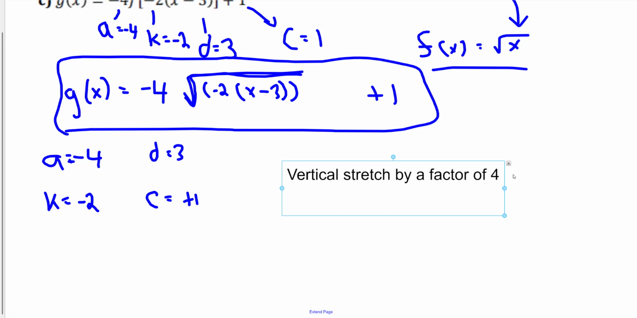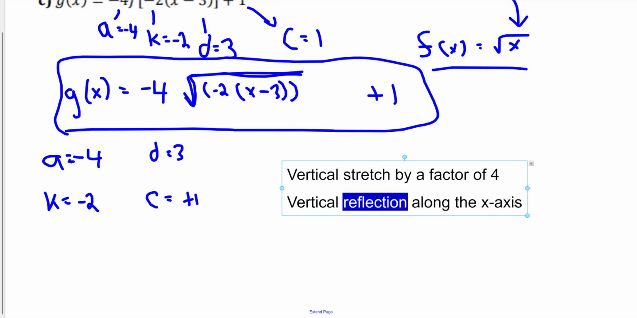How do I know? Remember, a is my vertical stretch, and if a is bigger than 1, in numerical value, it's a stretch. But that negative sign, we know that negative sign means it's a vertical reflection along the x-axis. We know that the negative value for a means that there's also a reflection. All right, so a is done. We got the stretch, we got the reflection. Now we're down to k.